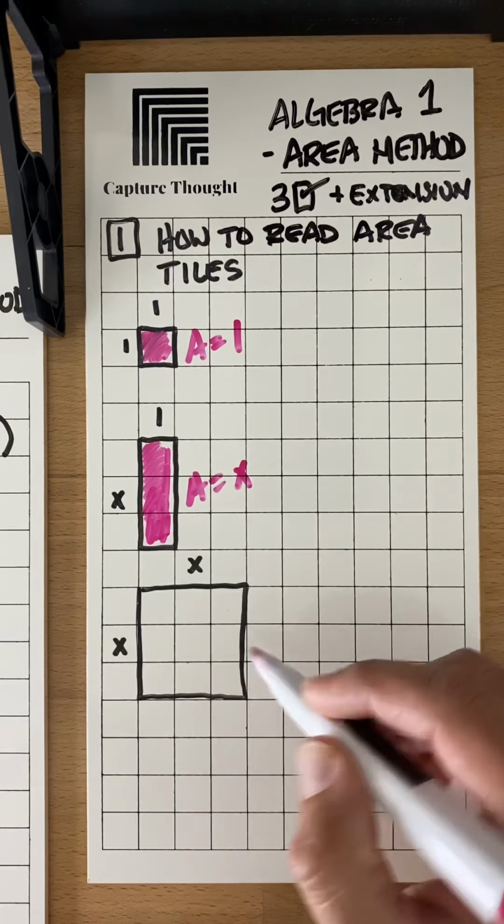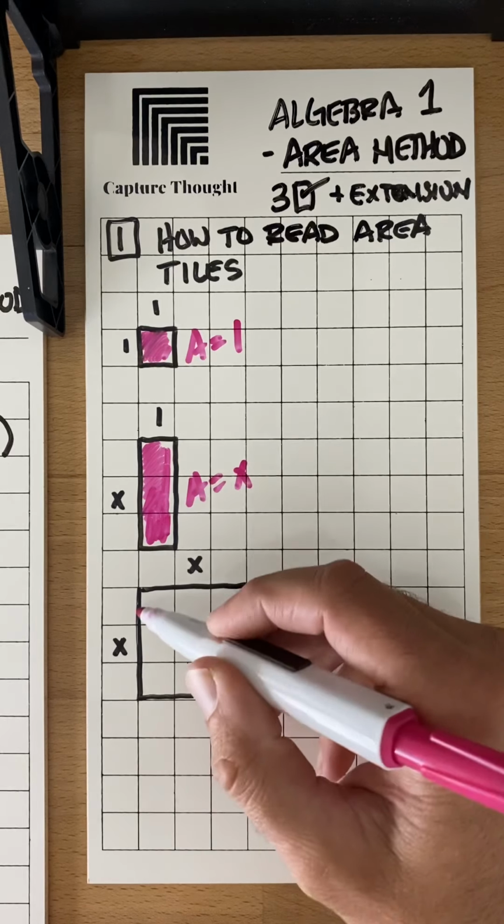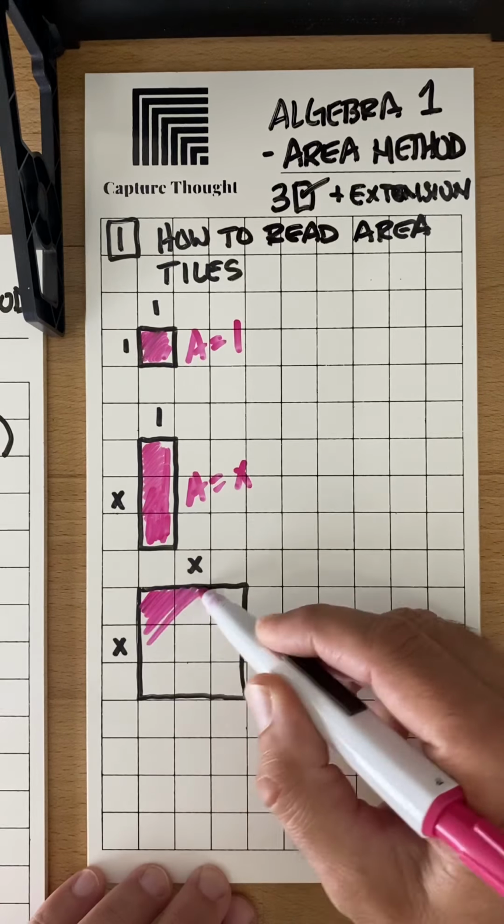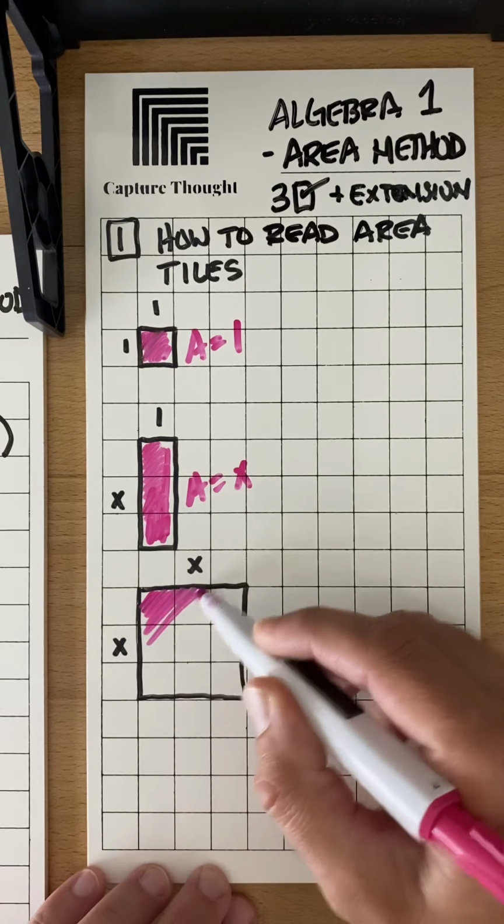And then this shape right here, you can see that this dimension is x and this dimension is x. So therefore, when I shade this in, hopefully you can see that x times x, the area of this square, is x squared. So this is how we read algebra tiles. This is going to be important because we're actually going to use these to multiply binomials.